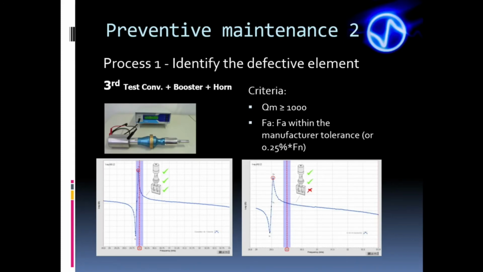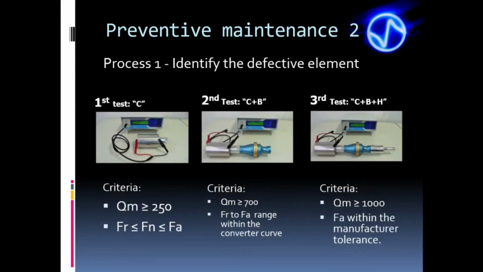This is how the acoustic stack elements diagnosis works. And this is the summary of the 3 tests to determine the defective element and the basic criteria for each test. Excellent! We already know how to identify which elements of the acoustic stack are harming its functioning. But now what? What can we do to work on the problem?